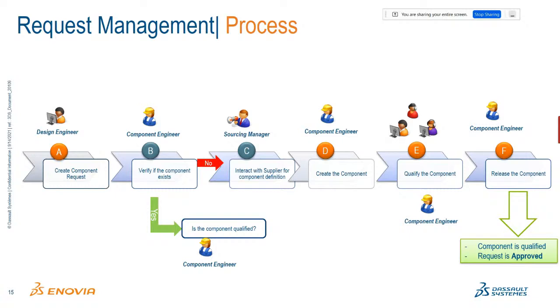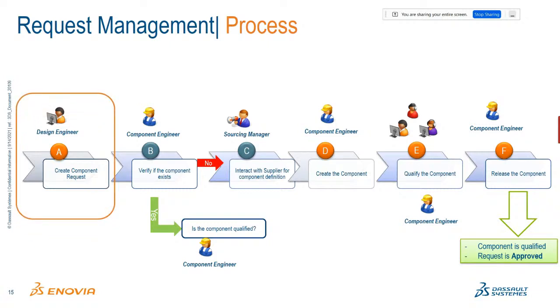That will be the responsibility of the component engineer, who takes care of the qualification of the source components. If it does not exist, then we need to interact with a supplier or manufacturers and start the definition of the components. Our assumption in this demo is that the component does not exist. We need to go through this process of communication with the external manufacturers. And after that, we create the component while defining the part number, the manufacturer part number, and then we run the different qualification processes. And finally, we release the component, which will approve the whole request, and the component itself will be qualified.